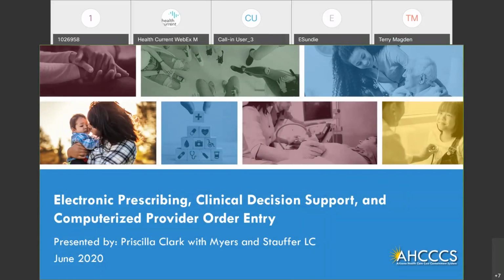This is the Objective 2 Electronic Prescribing, Objective 3 Clinical Decision Support, and Objective 4 Computerized Provider Order Entry. The presentation today is provided through a shared commitment between Access, ADHS, Health Current, and Myers and Stouffer to increase participation in the Medicaid Promoting Interoperability, or PI program.